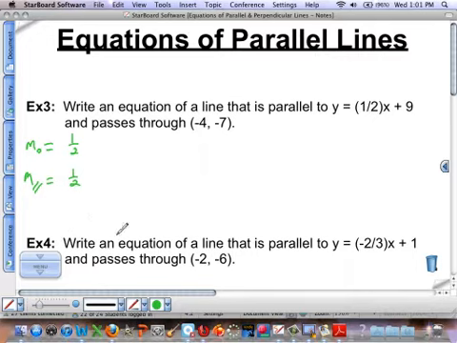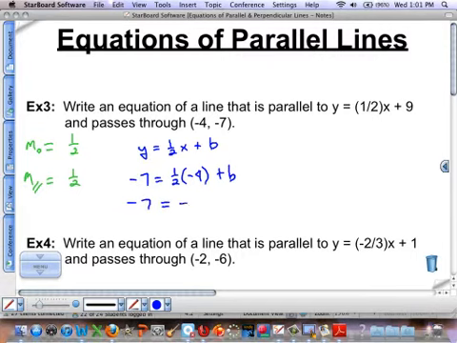Okay, Maria, how would I set up the next step of my problem? Okay, so now Lucas, how would I solve for B? What do I need to do now? Plug the number. All right, and how would I set that up? -7 equals 1/2 times -4. -7 equals -2 plus B.